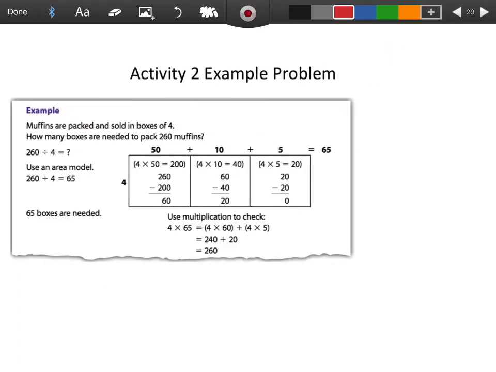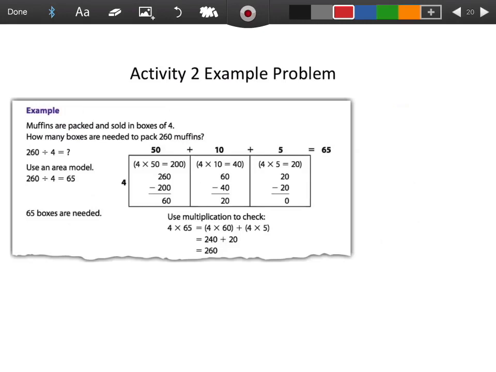Now, let's look at the Activity 2 example problem. The example says muffins are packed and sold in boxes of 4. How many boxes are needed to pack 260 muffins? So, I'm going to read that one more time because I'm a good reader. Muffins are packed and sold in boxes of 4. How many boxes are needed to pack 260 muffins?